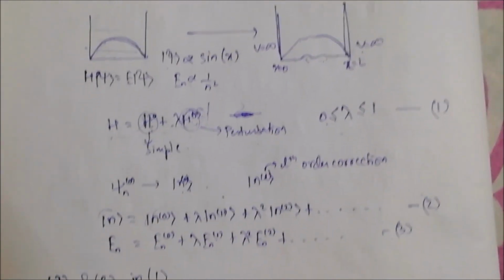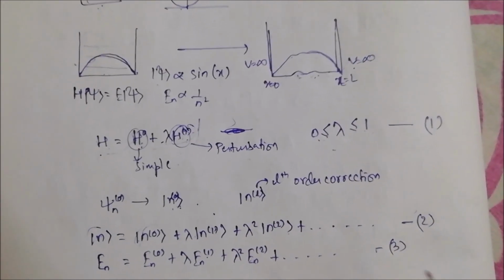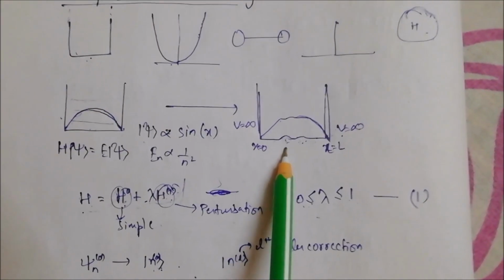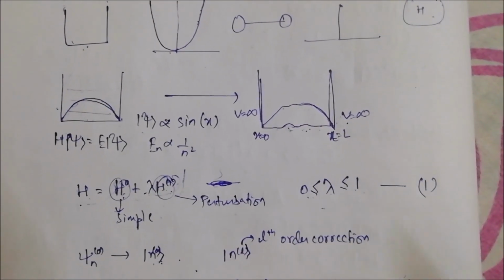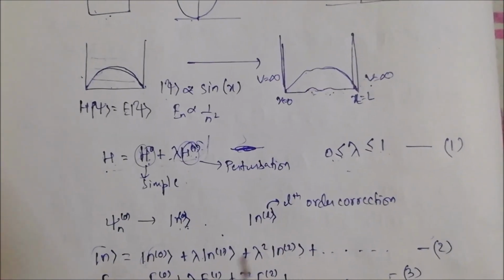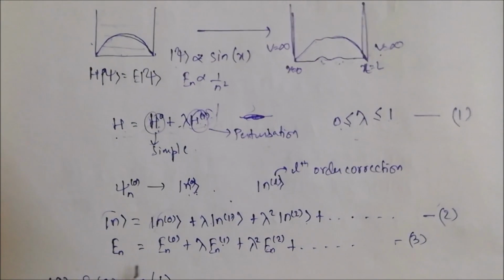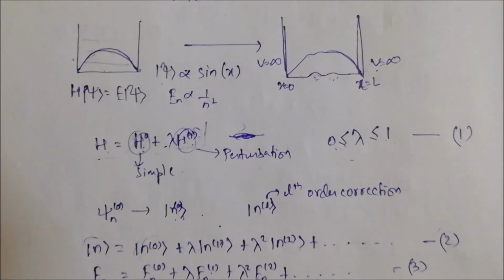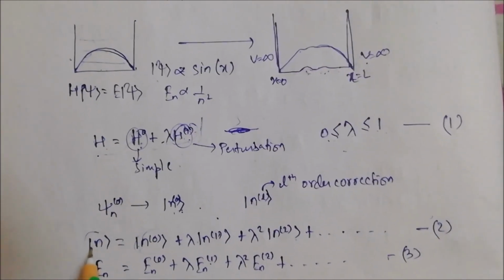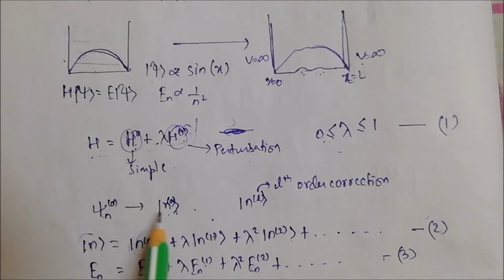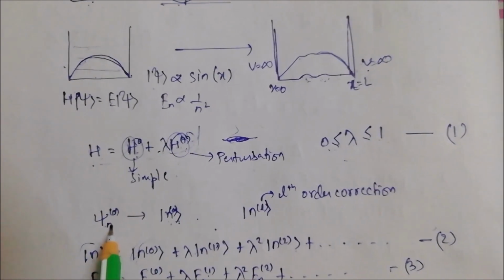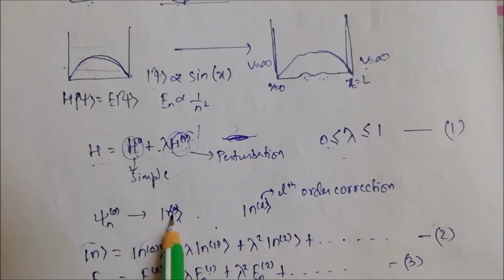So time independent perturbation theory approaches the problem by saying that for small disturbances in the system, we can expand the eigenstates of the disturbed system by adding corrections to the undisturbed system's eigenstates. So here, psi n of the undisturbed Hamiltonian is represented by this ket vector.